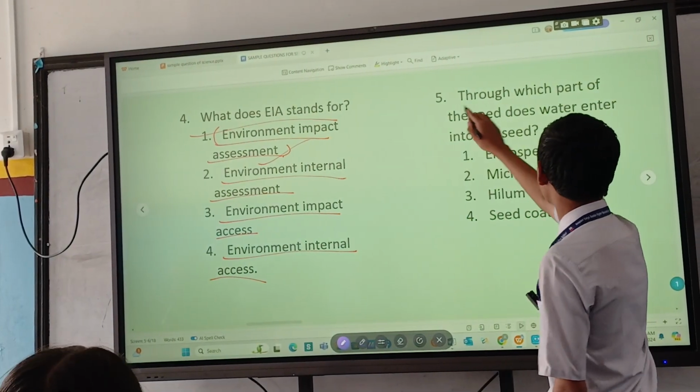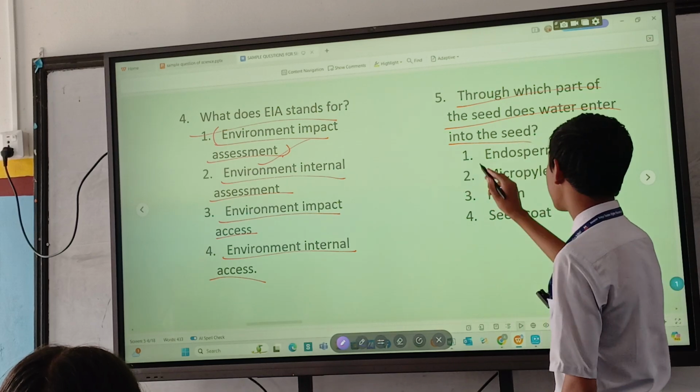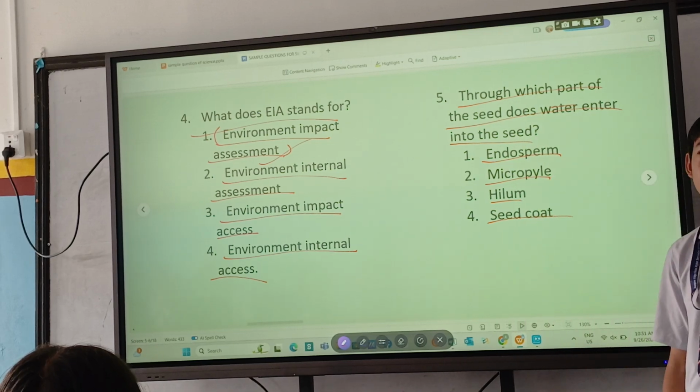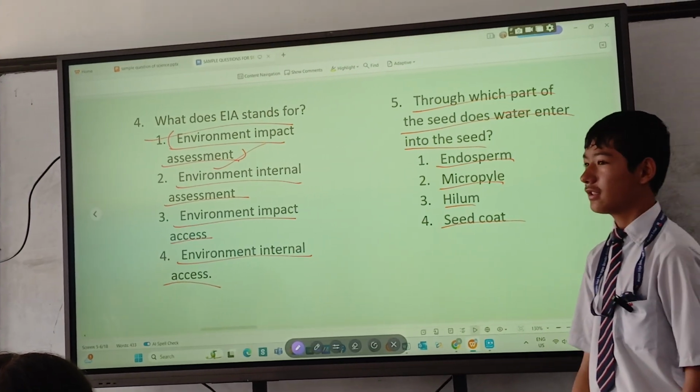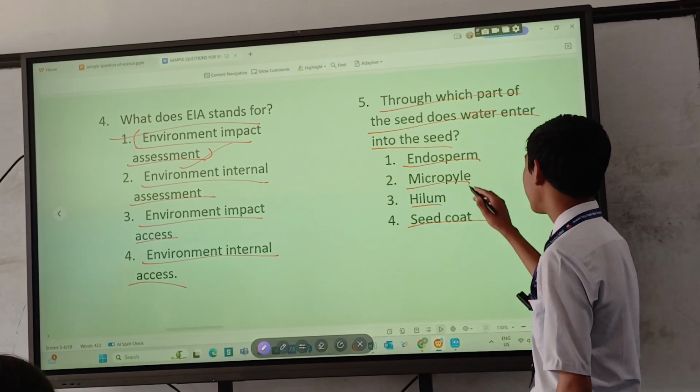The fifth question is, through which part of the seed does water enter into the seed? The options are endosperm, micropyle, hilum, and seed coat. And the correct answer is, yes, it's your turn to answer. No? No. Yes, the answer is micropyle.